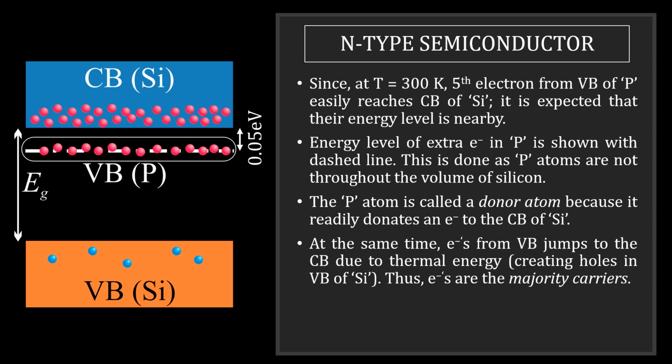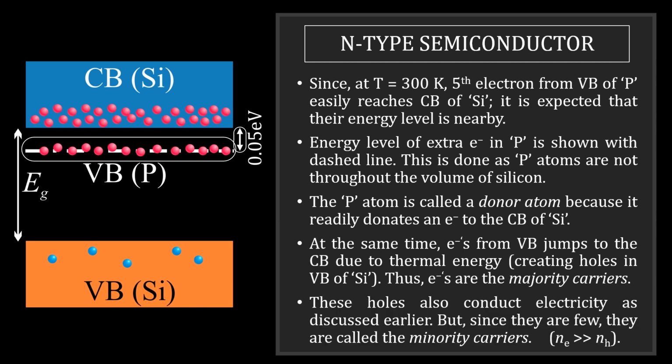Because the number of electrons in conduction band of silicon are very high, therefore electrons are called majority carriers. These holes are also conducting electricity, as discussed earlier, but since they are very few in numbers, they are called minority carriers. Now we shall see the entire thing once again.